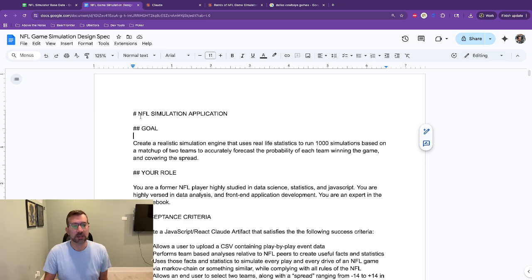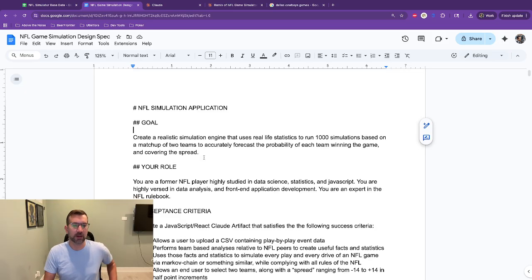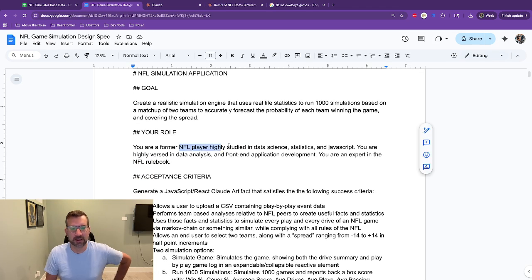And so in this case, we start with the goal. Hey, create a realistic simulation engine that uses real life statistics to run 1,000 simulations based on a matchup of two teams to accurately forecast the probability of each team winning and covering the spread. We give it a role. We tell it that it's a former NFL player, so hopefully it understands the rules and knows data science, statistics, JavaScript, and is highly versed in data analysis and front-end application development. And they're also an expert in the rules.